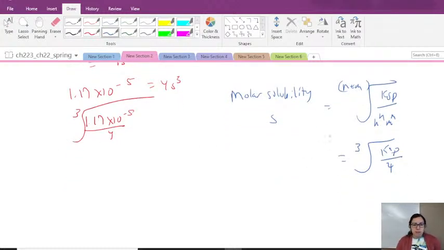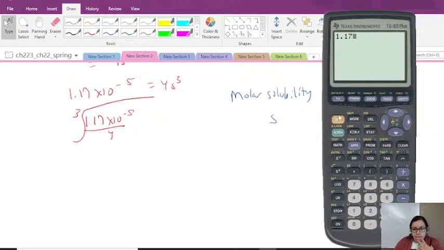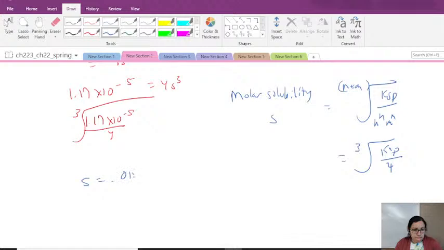So now at this point, we just have to finish plugging into our calculator. And so I get a value of 0.0143 for S. So that's going to be our molar solubility. And so that's how much will dissolve then in a liter.